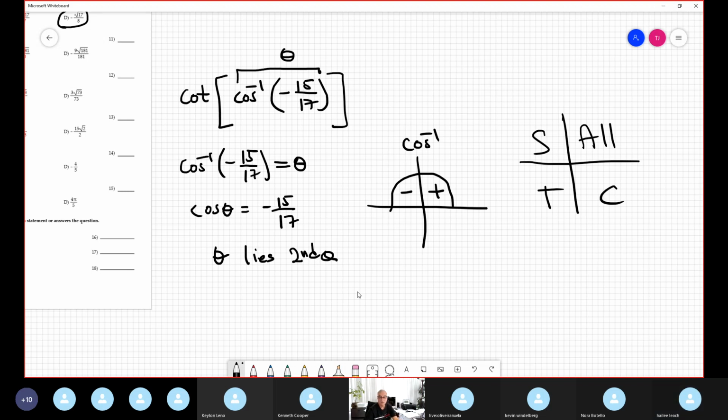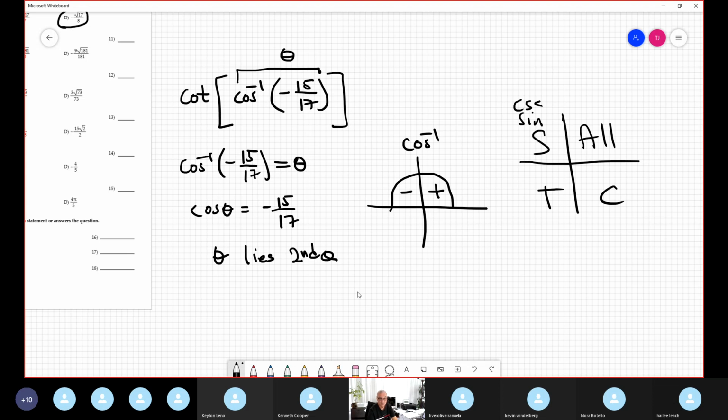Negative. Very well, because I know with this mnemonic device that the only ones that are positive in the second quadrant are sine and cosecant. No tangent, no cotangent. So the answer that we expect when you finish the problem is negative. Okay, but negative what value?